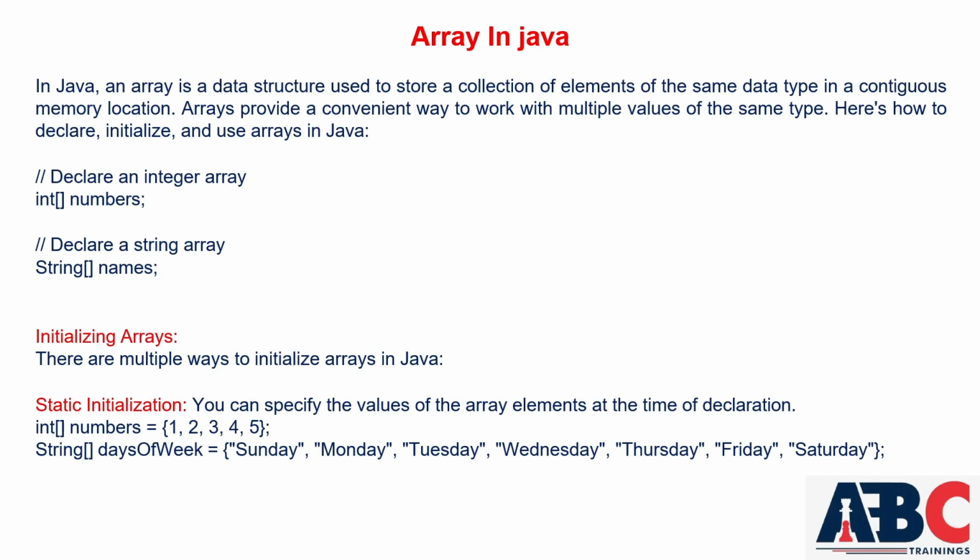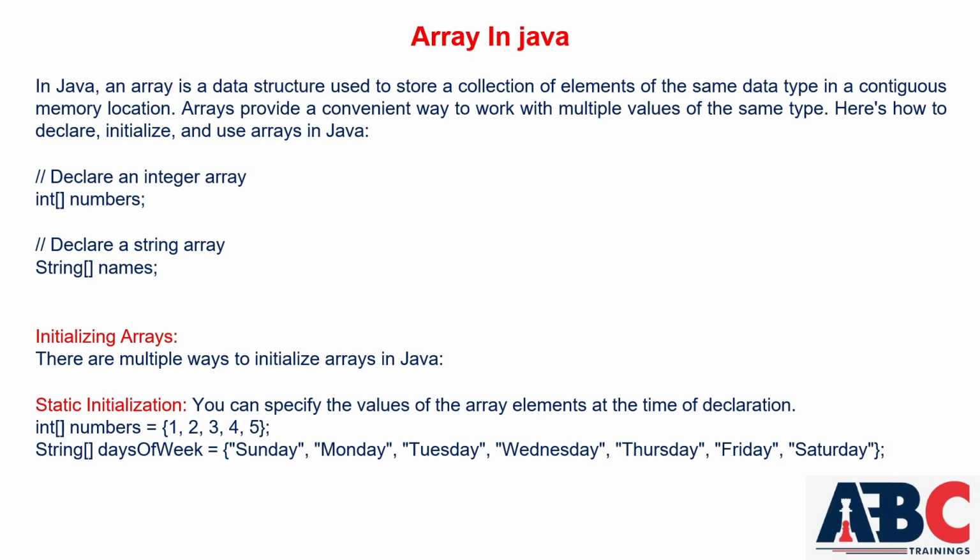Next is an array in Java. In Java, an array is a data structure used to store a collection of elements of the same data type in a contiguous memory location. Arrays provide a convenient way to work with multiple values of the same type. Now let's see how to declare, initialize and use an array in Java.